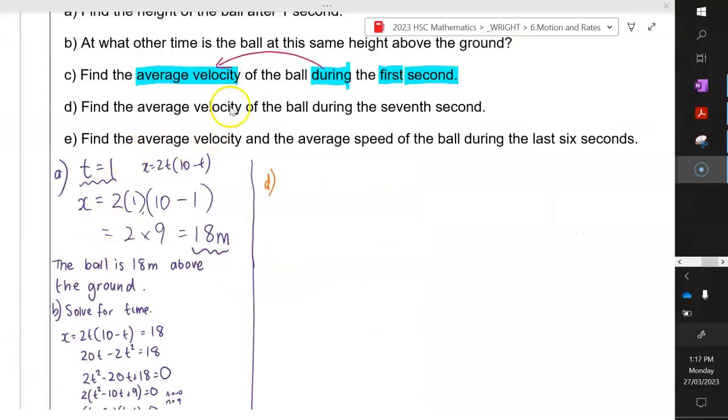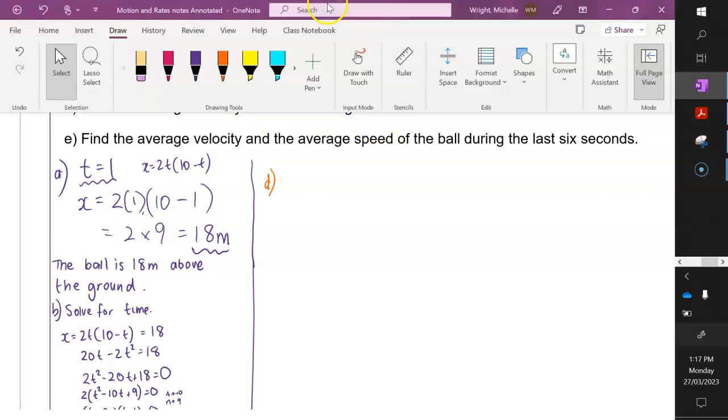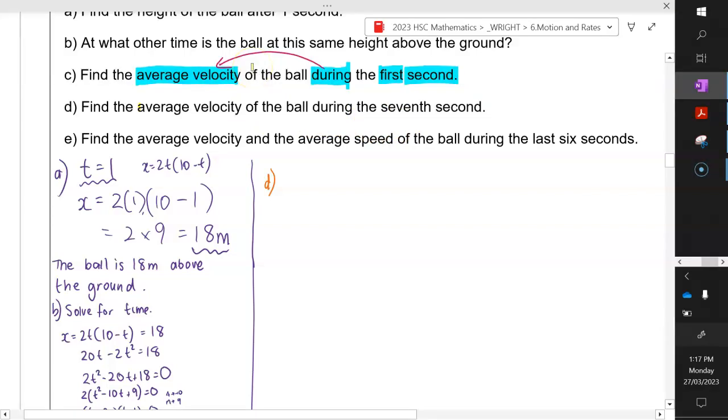D wants us to find the average velocity of the ball during the 7th second. So that's similar to the last one. Again, we're looking at average velocity, but in this case, it's during the 7th second, not during the first second or second second. So we need to put in some information about the second that came before the 7th second, which would be the 6th second, and the end of that, and the 7th second. So we're looking throughout that 7th second.